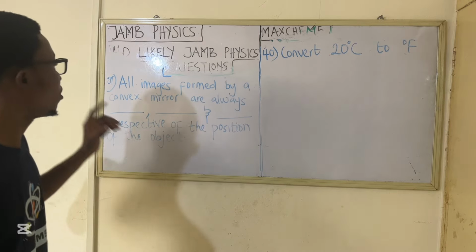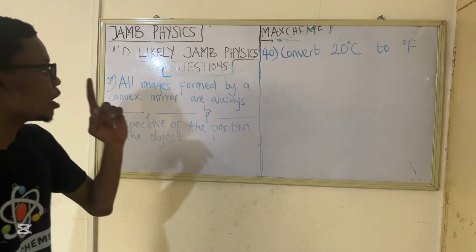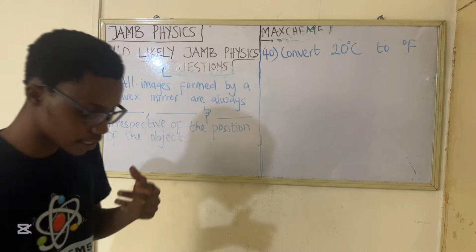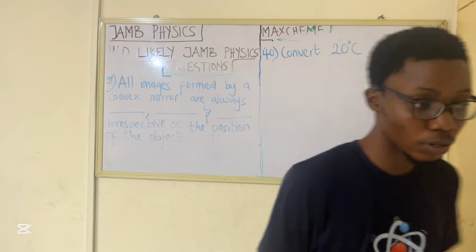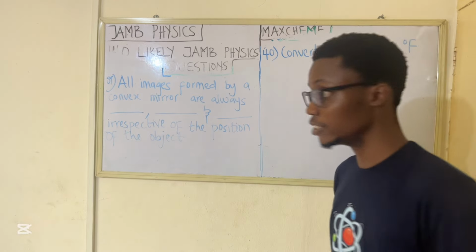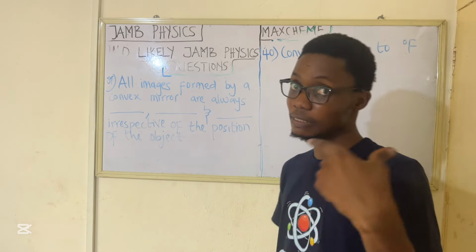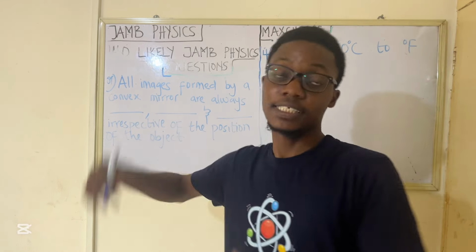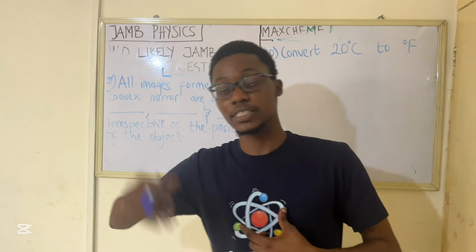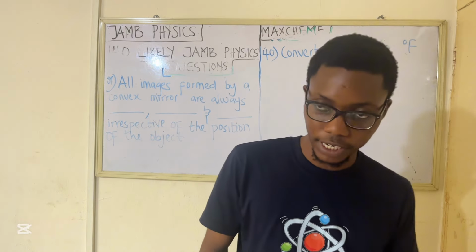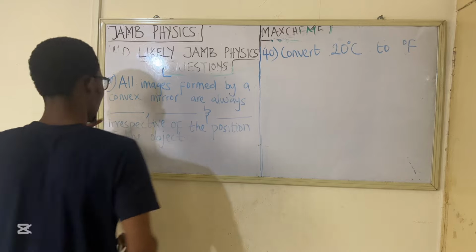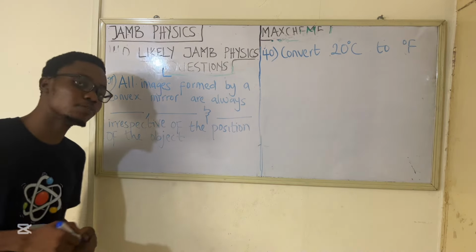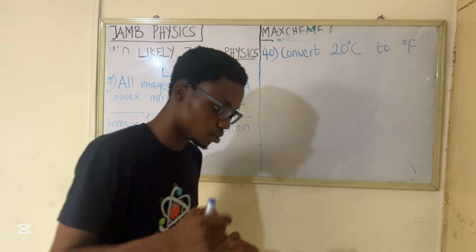Question 39. All images formed by convex mirror are always dash, dash, and dash, irrespective of the position of the objects. In this question, I will ask you to look for the nature of the images formed by a convex mirror. You know your convex mirror is a diverging mirror, while your concave mirror is a converging mirror. The reverse is lens. It's lens that concave is diverging, while convex is converging. But convex mirror is a diverging mirror, while your concave mirror is a converging mirror. Now, irrespective of the position of your objects.